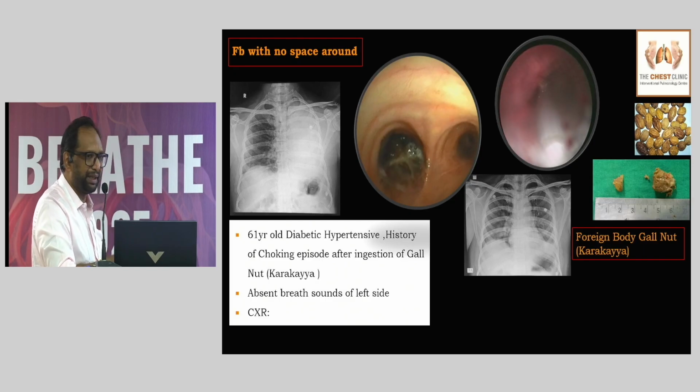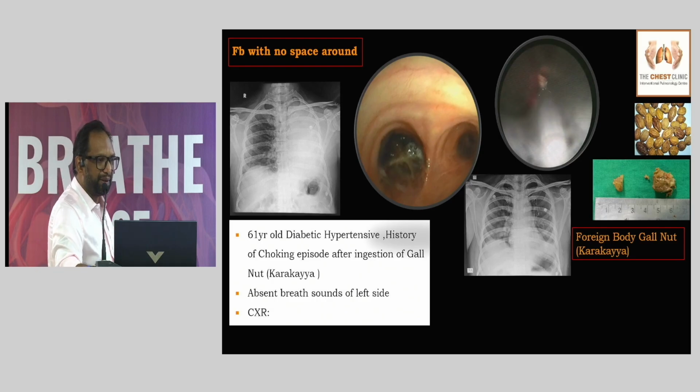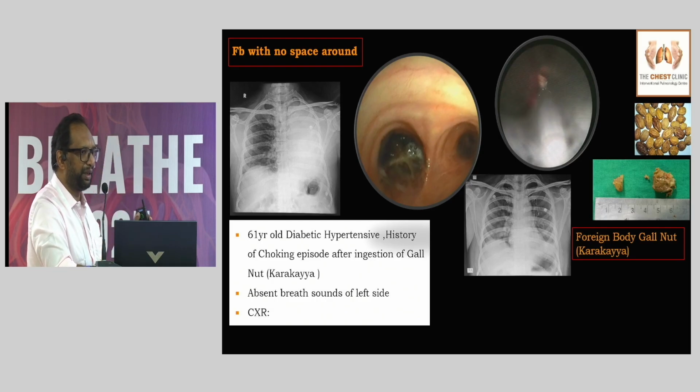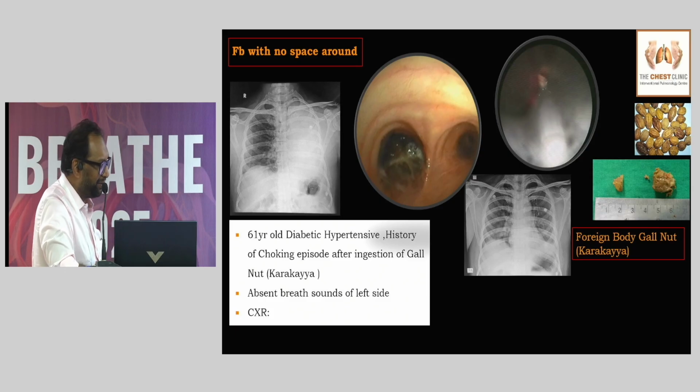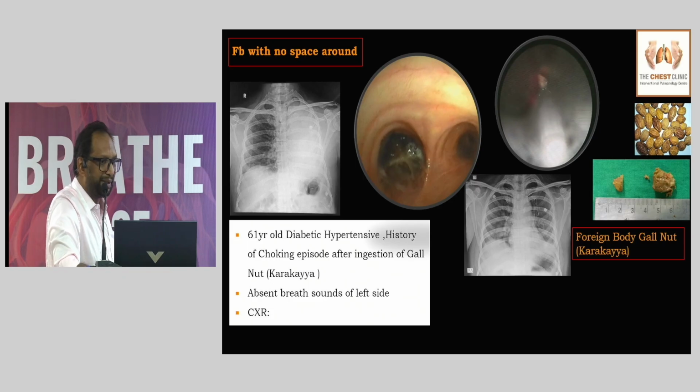We call it a gallnut because this gentleman keeps the nut inside the mouth and sleeps overnight when he has a chronic cough. This is very common in my place. I don't know what it is in Maharashtra. This is very, very common, whether it is a supari or a gallnut. We get so many foreign bodies in adults especially. It is a misnomer that you keep it in the night and the cough disappears, but the nut disappears. It goes inside the airway.